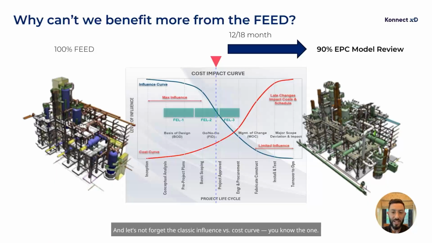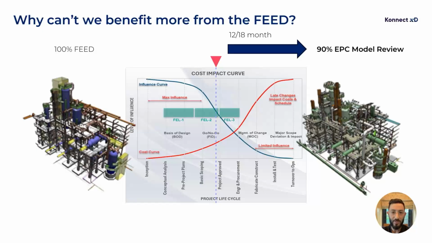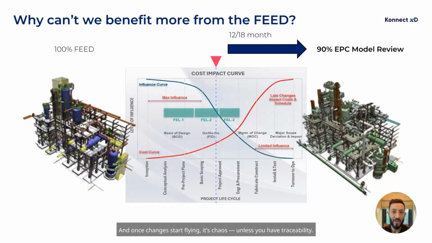And let's not forget the classic influence versus cost curve. You know the one. Early in the project, during FEL2 and FEL3, we have maximum influence and minimal cost impact. But by the time EPC is awarded, that red triangle you see on the chart, changes become painful. Everything's running in parallel. You issue IFC drawings and 5 revisions follow. The reality is, we're building billion-dollar assets using analog processes. And once changes start flying, it's chaos, unless you have traceability.